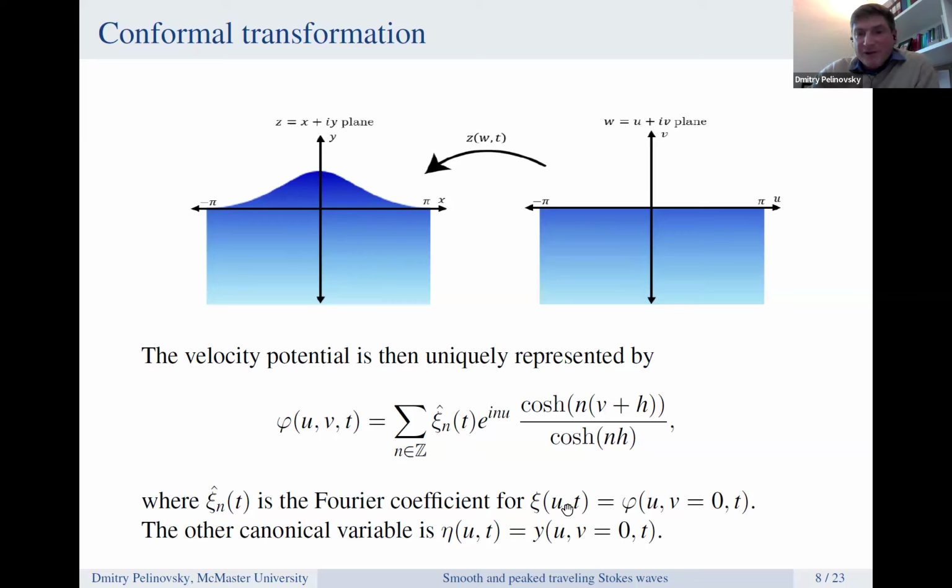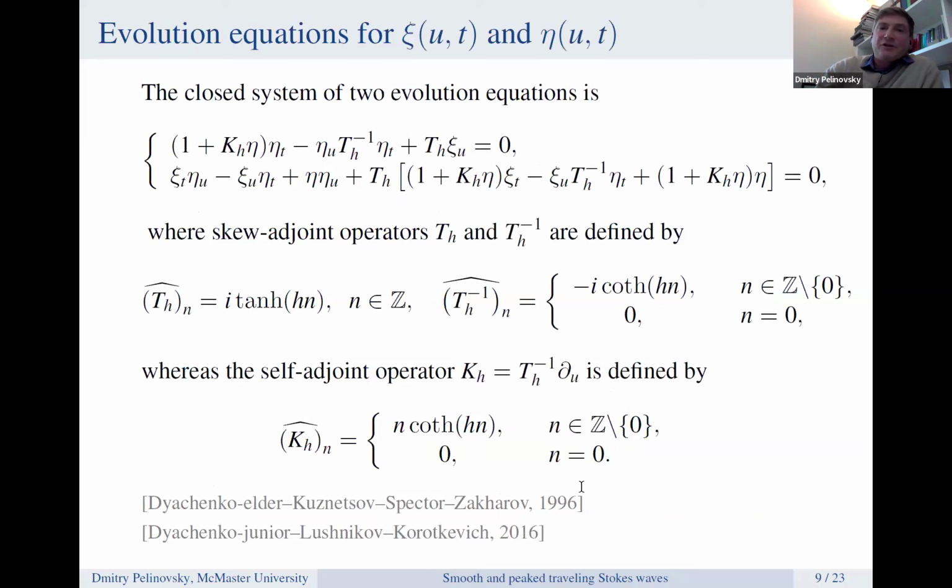And with this formalism, we would define two canonical variables. One is for the velocity potential at the top surface, and the other one is the free surface, which is now mapped at the top surface in the W plane, psi and eta variables. And as it was derived 30 years ago, these equations are closed and they look like these two equations for the free surface and for the velocity potential.